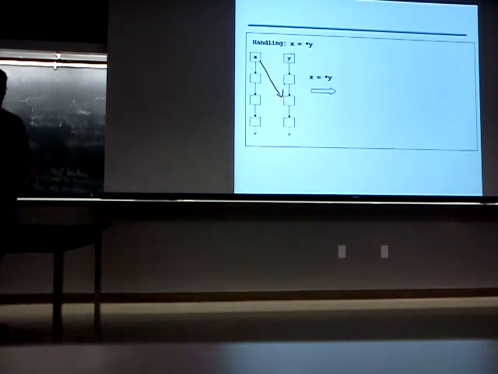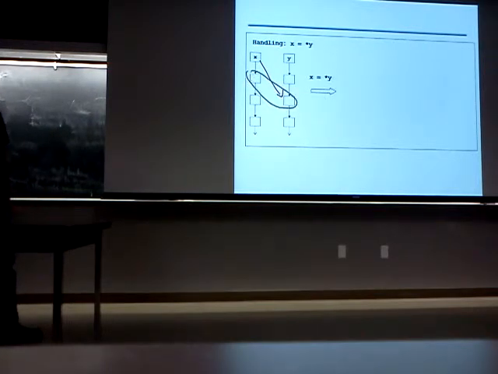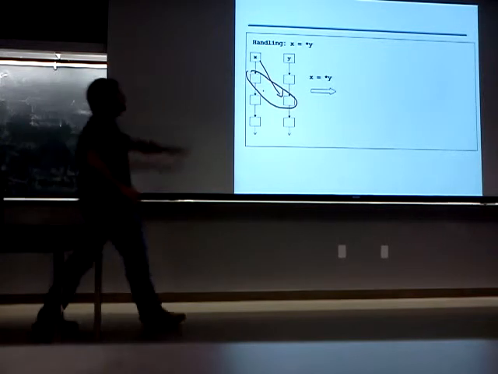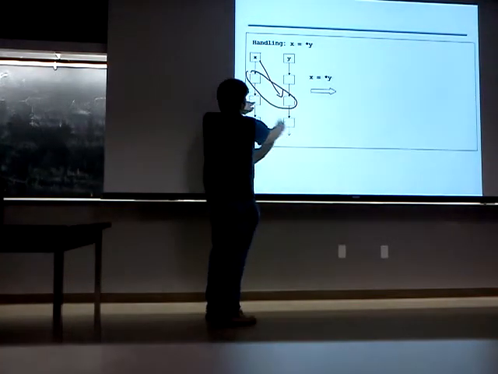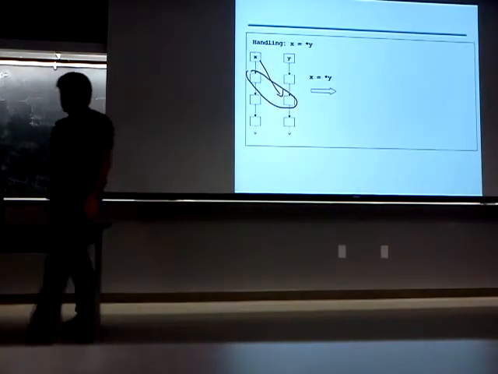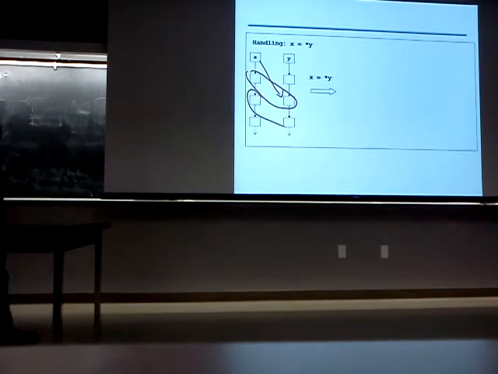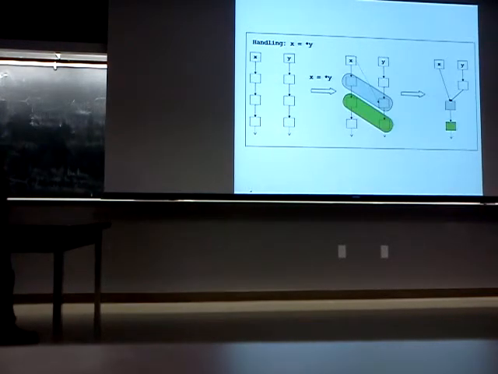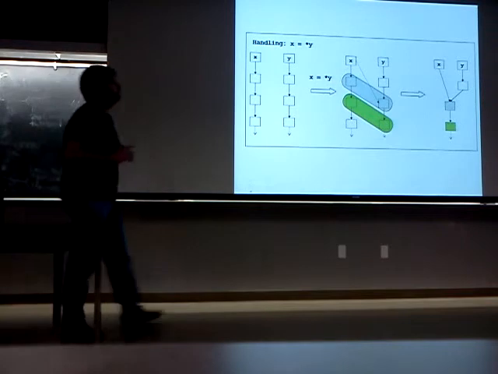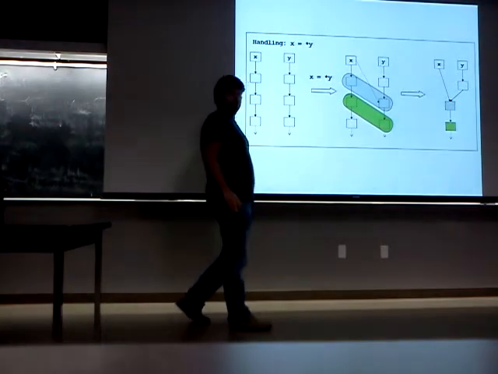And now x points to two different things. Those two things that are being pointed to by x need to be collapsed. And then this node now points to two things, so these need to be collapsed, et cetera, et cetera. It's going to collapse, and what you get is this.